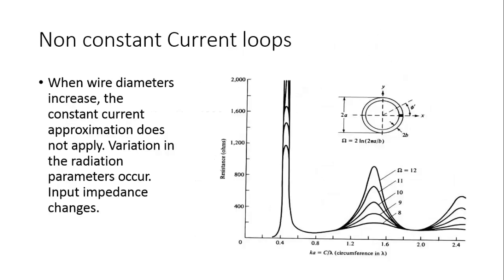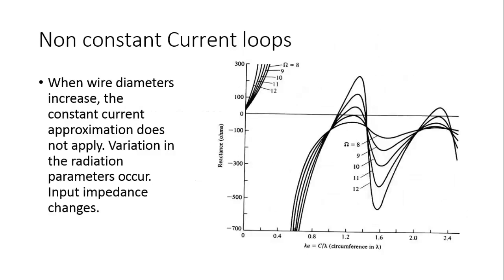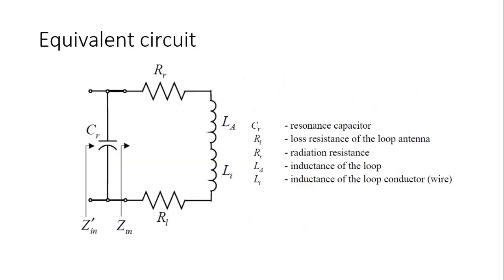Next, non-constant current loops. When the wire diameter increases, the constant current approximation does not apply. Variation in the radiation parameters occurs, and the input impedance will change. Here is the equivalent circuit of the small loop antenna.